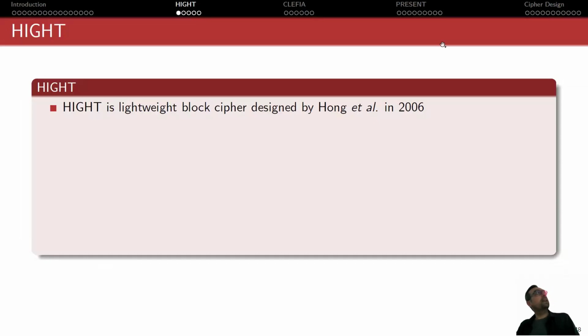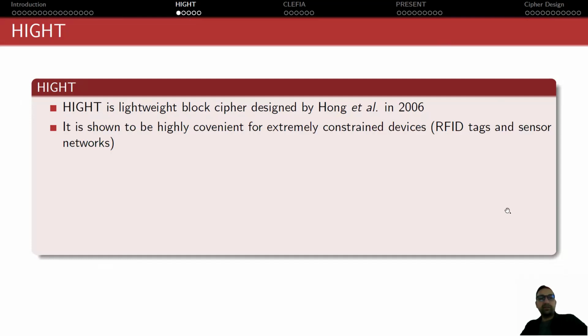Okay, so now that we have seen some general idea how to design a block cipher, let's see some specific lightweight examples. So the first thing I'm going to talk about is HIGHT. HIGHT is a lightweight block cipher designed by Hong et al. in 2006. And it was shown to be highly convenient for extremely constrained devices like RFID tags and sensor networks. At that time, the word IoT wasn't around. So if it were, they would say that it is suitable for IoT.